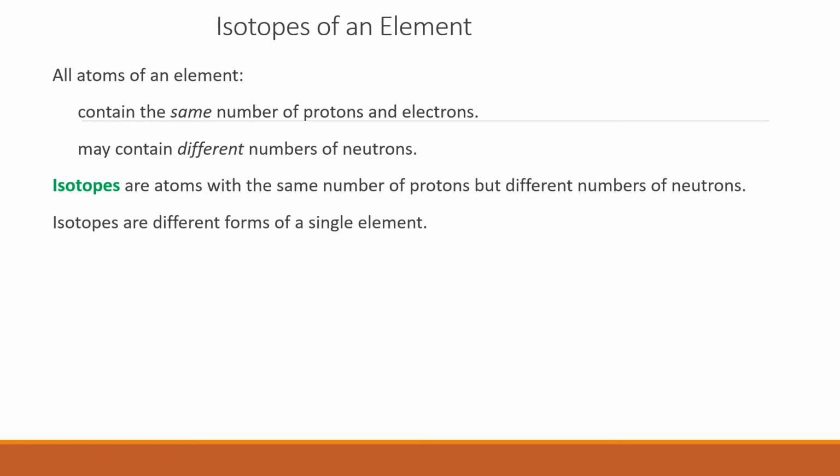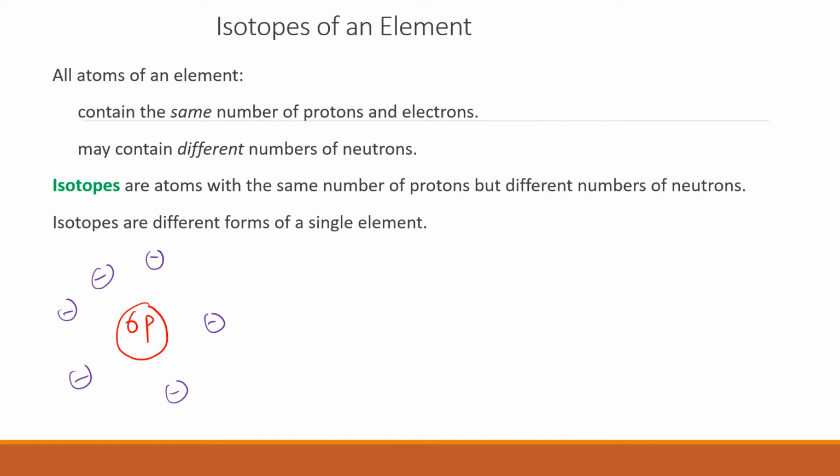Although all atoms of a given element have the same number of protons and electrons, they may differ in their number of neutrons. For example, we may have a carbon atom, and inside the nucleus we will always have 6 protons, and around the nucleus we will always have 6 electrons. So that's never going to change. So 6 protons and 6 electrons.